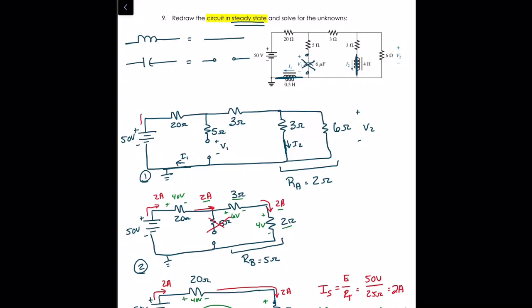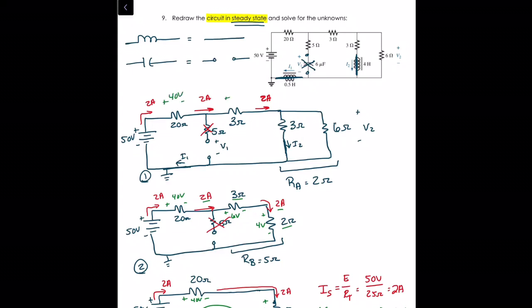Transfer everything up to step 1. So I've got 2 amps here. Still 2 amps here. Again, no current through that 5 ohm resistor. 2 amps over here. Now, the current's actually going to split between the 3 and the 6 ohm resistor. So let's go ahead and put our voltage drops up here.